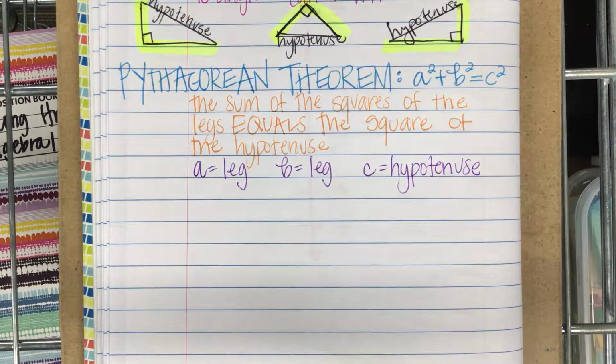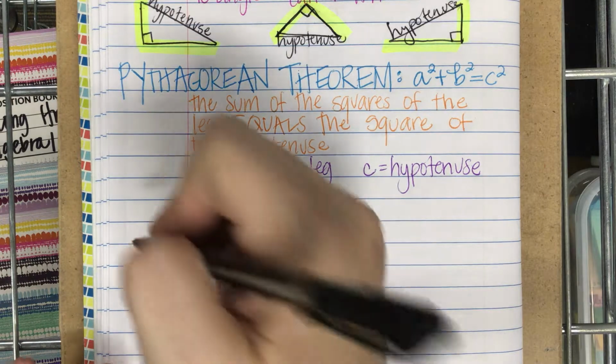The Pythagorean Theorem says the sum of the squares of the legs equals the square of the hypotenuse. The Pythagorean Theorem is only used for right triangles. The sum of the squares of the legs equals the square of the hypotenuse. Let's practice.